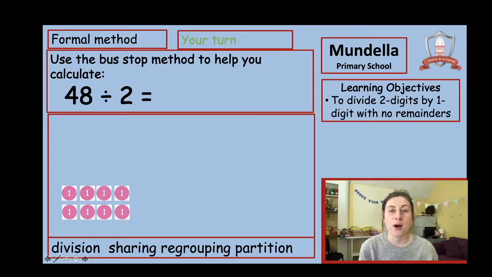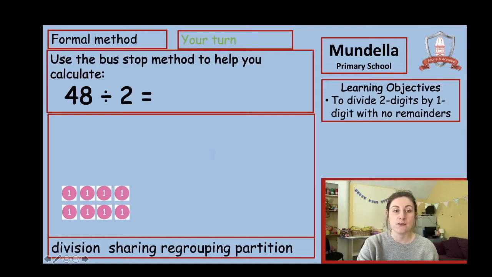Now we've looked at how we can divide using pictures, I want us to have a go at this. So remember bus stop that we looked at yesterday? I want you to pause this video and have a go at using the bus stop method to divide 48 by 2. Pause this video now and press play when you're ready.